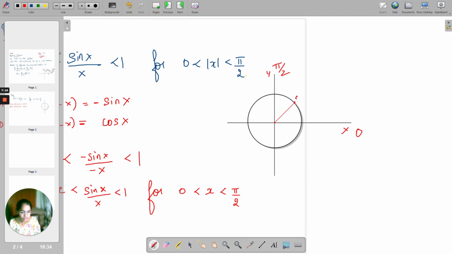Now what is this point? Let me name that as A. Let me draw a tangent at A and join this to the x-axis and name that as D. This is O, the origin, and let me name this as B. So now can I say CD and AB are perpendicular to OA?